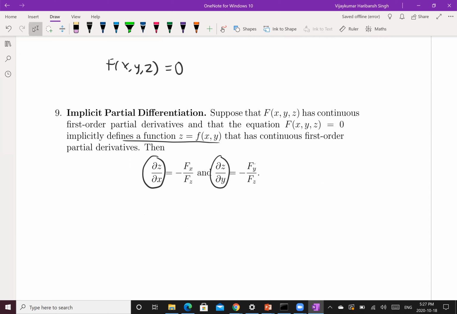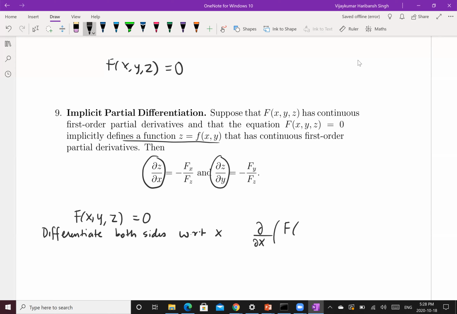So again, let's look at the following. We have f of x, y, z equals 0. So differentiate both sides with respect to x. Now your z is implicitly a function of x, y, even though the expression equals 0. The partial derivative of 0 is 0.